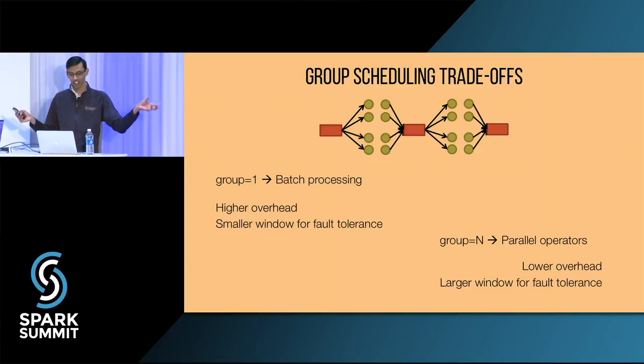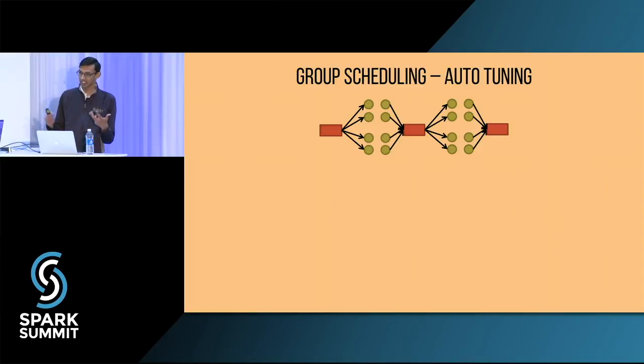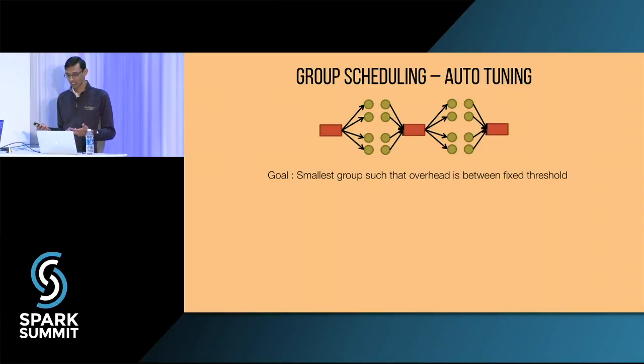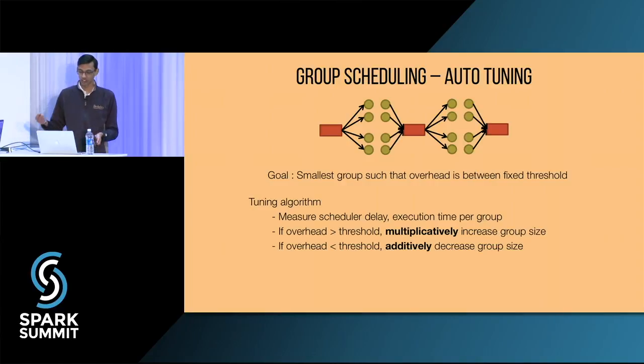So there are trade-offs in these two extremes. On one extreme, we have very high overhead for execution, but a small window for fault tolerance. And on the other hand, we have low overhead, but a large window for fault tolerance. So to balance this, selecting an appropriate group size becomes an important problem. And we're looking at some techniques where we can automate this so that the user doesn't need to select this group size. One of our techniques here is to build a tuning algorithm that can adjust the group size based on what your application is doing and how large your cluster is. For example, we have this tuning algorithm which can measure the scheduler delay and the execution time per group that's executed.